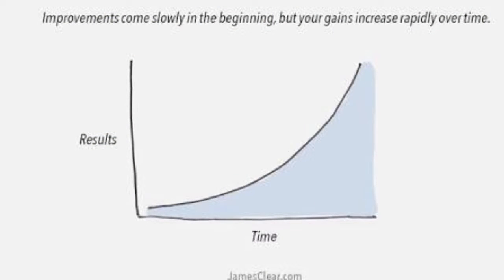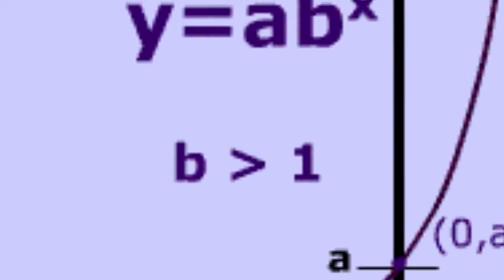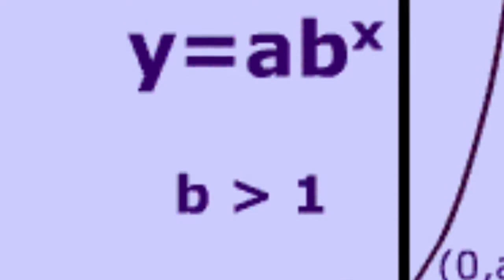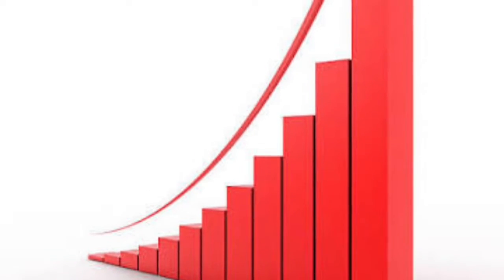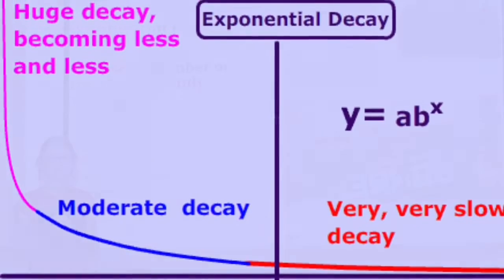Exponential growth is known as development at an increasingly rapid rate. The equation that represents it is y equals ab to the power of x. The main characteristic of the graph is that it is always increasing, unless it is exponential decay. In that case, the graph is decreasing.